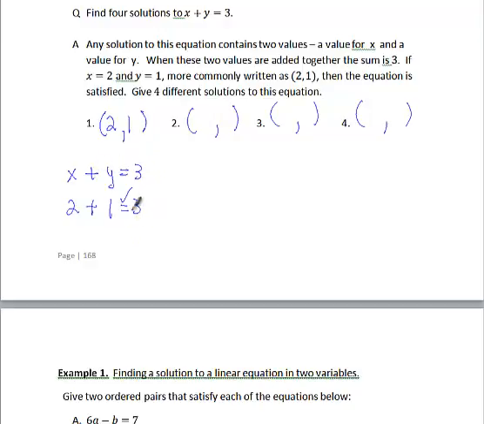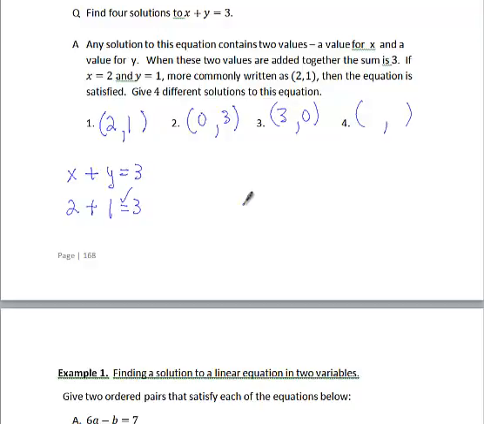It could be any 2 numbers. We could say 0 and 3. 0 plus 3 is 3, and so that would represent a solution to this equation. We could reverse the numbers and say x is 3 and y is 0. That is a different solution. Okay, these are not the same solution. We've swapped the numbers for x and y.